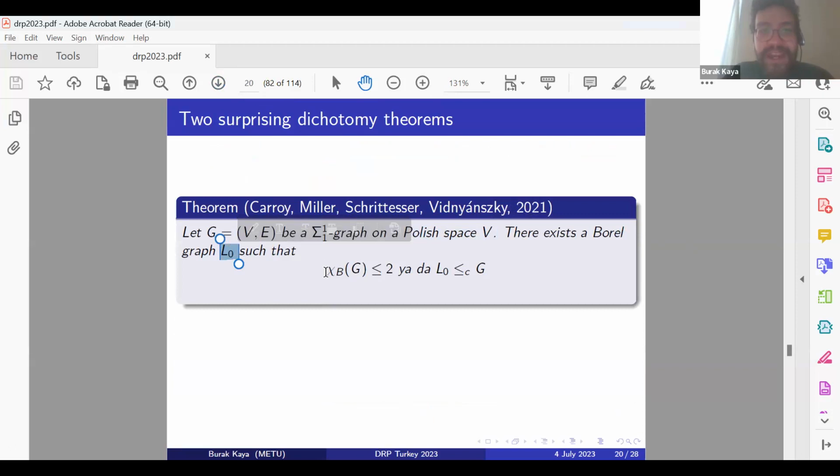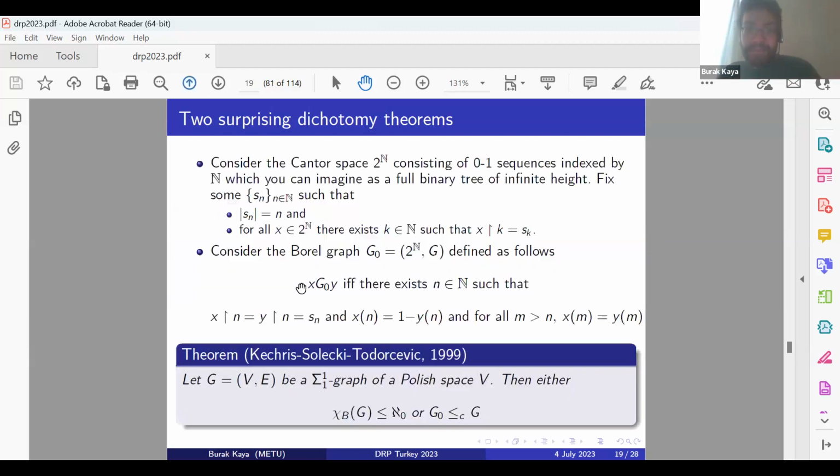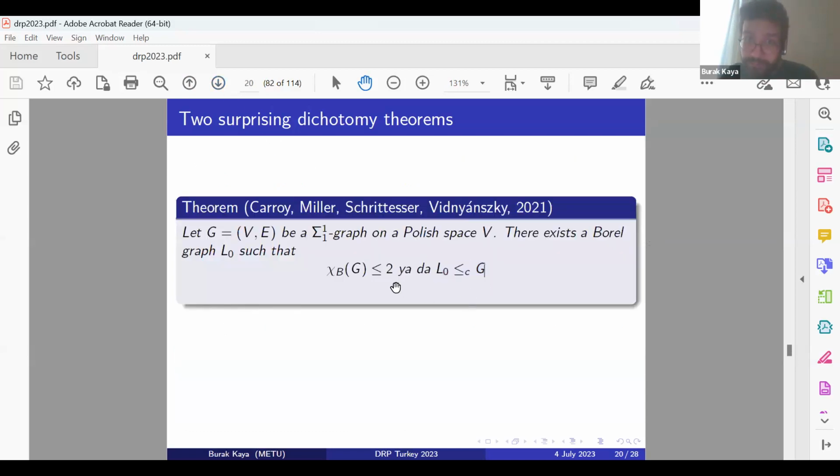They proved that either your Borel chromatic number is less than or equal to 2, or, okay, I forgot to change this, this was on a Turkish slide, so I forgot to change this to "or", L0 continuously homomorphs into your graph. So it's the exact same theorem, but over here, instead of uncountable, you have 2 there, okay? You have 2 there.